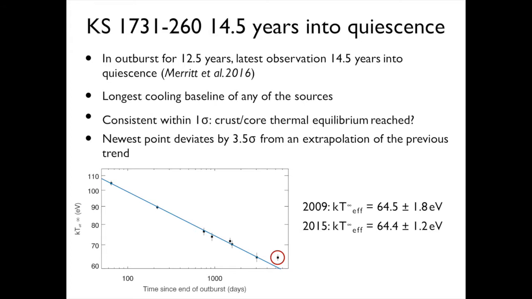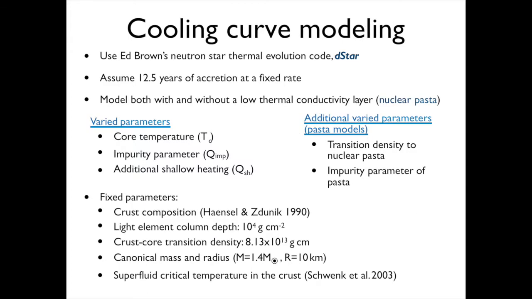So to get some better idea of the constraints that we can get on the crust properties, we went about using Ed Brown's neutron star thermal evolution code, DStar, to try and figure out the sensitivity of this cooling curve to certain parameters for the crust. So we again looked at the core temperature, the impurity parameter, and the shallow heating. And then we also added an extra set of models testing the presence of nuclear pasta. There you can test the density where you get this transition to having nuclear pasta, and also what the impurity parameter of that pasta is, so how good a thermal conductor it is.